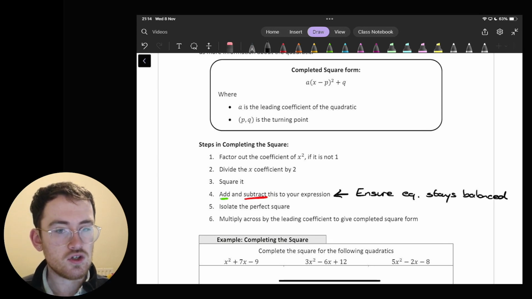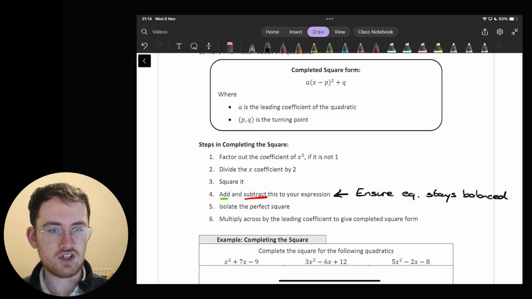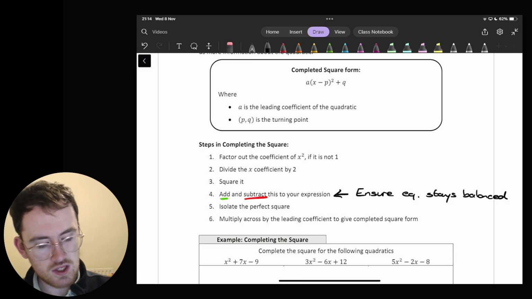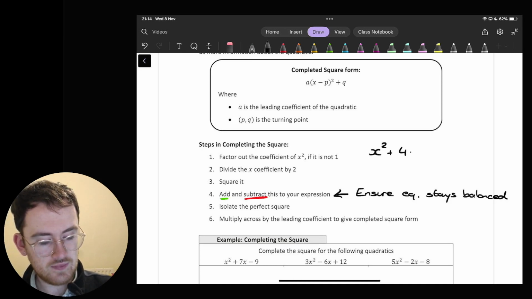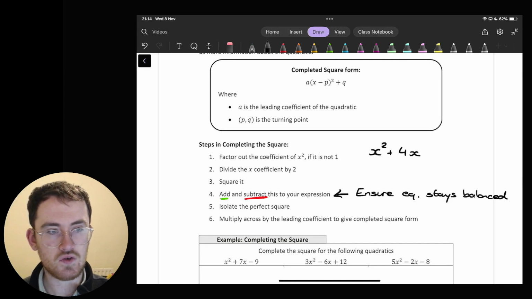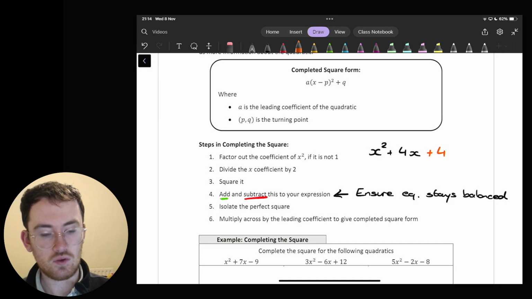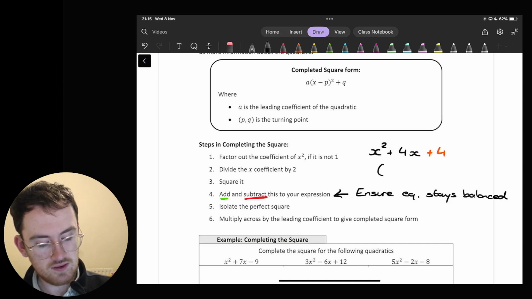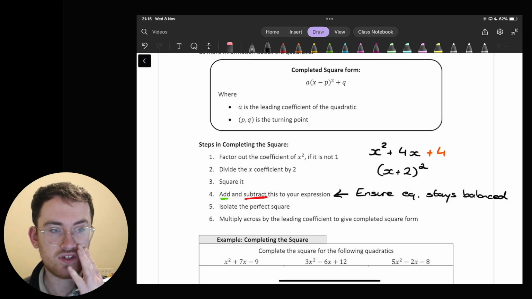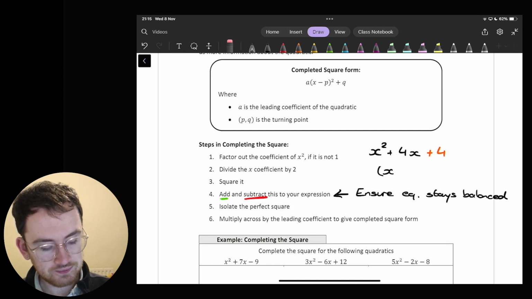Now what we're trying to do by halving that x coefficient and squaring it is manufacture a perfect square of sorts. So if you think of something like x squared plus 4x, in order for that to be a perfect square, I would want to have plus 4 at the end here, because then I can rewrite it as x plus 2 all squared, a perfect square. So that's essentially what we're trying to do. We're trying to manufacture this perfect square a little bit.